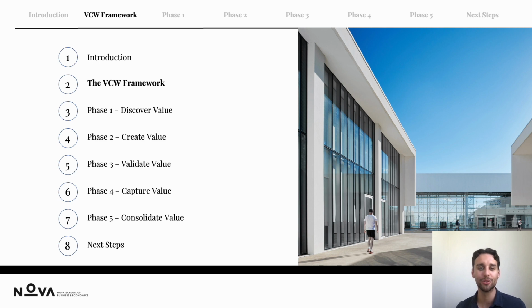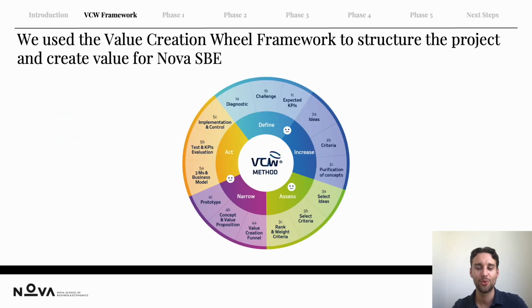Let's now show you the VCW framework, which we included in our project. We use the VCW framework to structure our project and create value for Nova SBE, and the VCW framework has basically 5 steps. From the define phase to increase, to assess, to narrow, and to act, we basically went through these 5 stages and will now go into detail into each of the phases, starting off with Lea with the first phase.